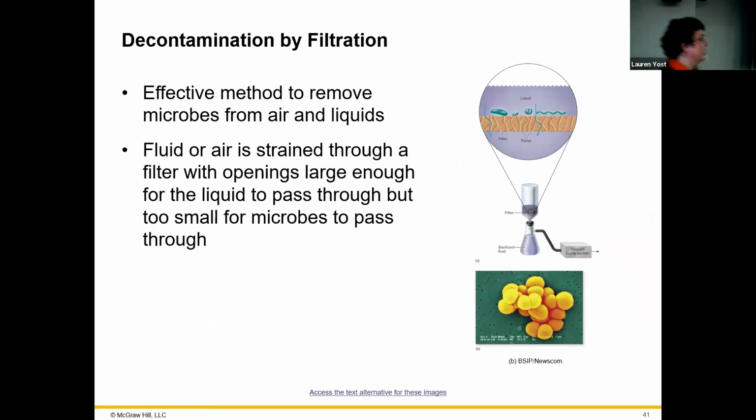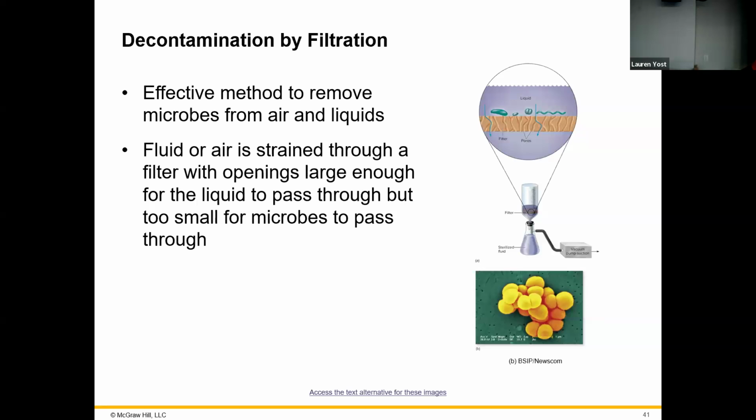Moving on to decontamination. If you filter something, you pass it through a filter, and if the holes in your filter are small enough, you can sterilize things. If it's small enough to keep viruses from getting through, then potentially you can sterilize something by filtration. Filtration, I didn't even think you could make something that small. Yeah, I guess you can. And so it's not cheap, right? Right. And so in order to sterilize liquids that way, it can be expensive.